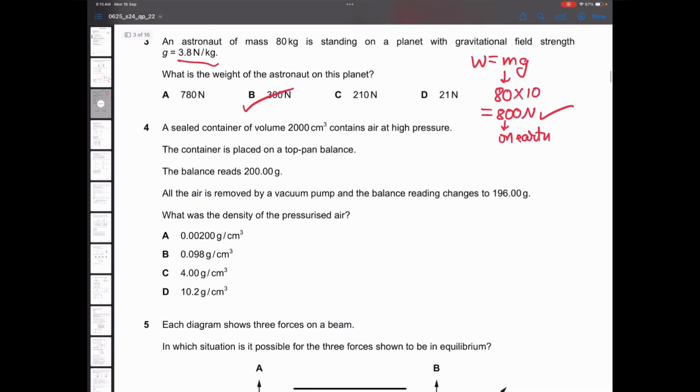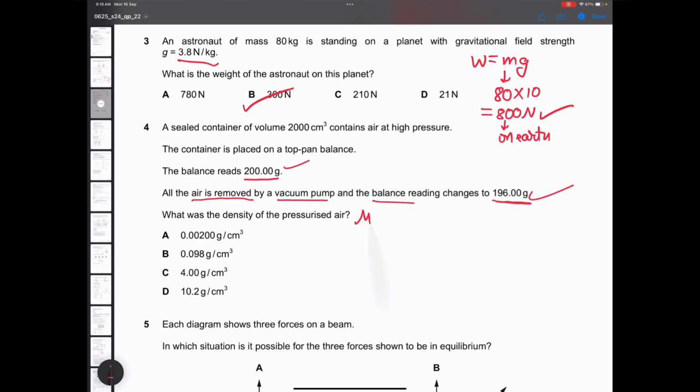Next question. There is a sealed container of volume 2000 centimeter cube which contains air. So the volume of air is 2000 centimeter cube. Alright. The container is placed on a balance to measure the mass and the mass comes out to be 200 grams. Point to be noted. Then they are removing the air by a vacuum pump. Now the balance is showing 196 grams. Initially with the air it was 200 grams. Now when you remove the air it is 196 grams, right?